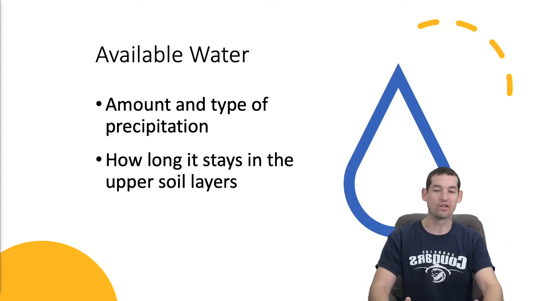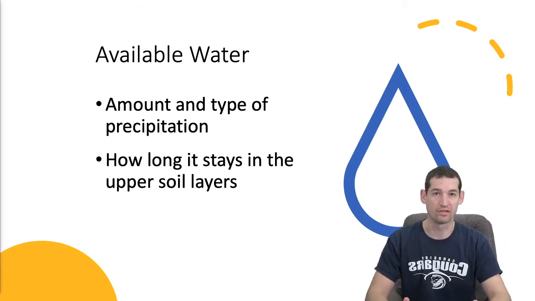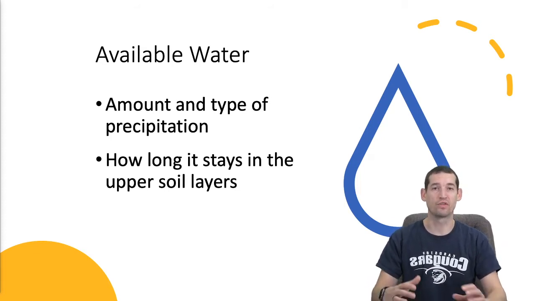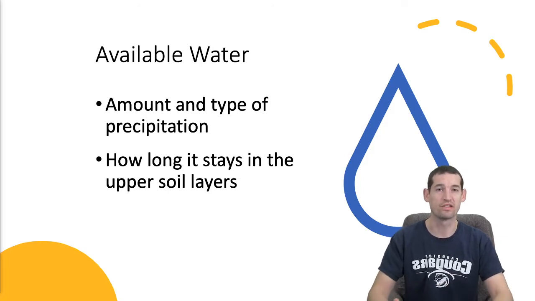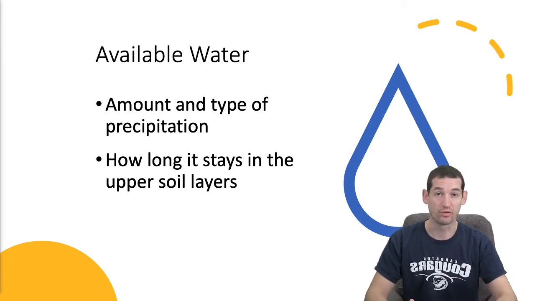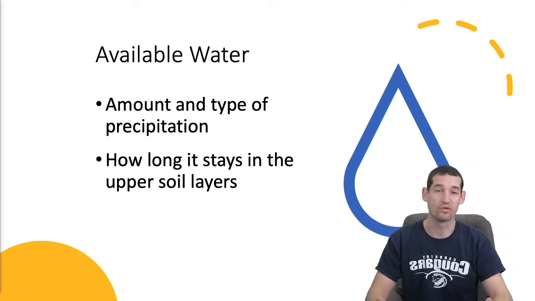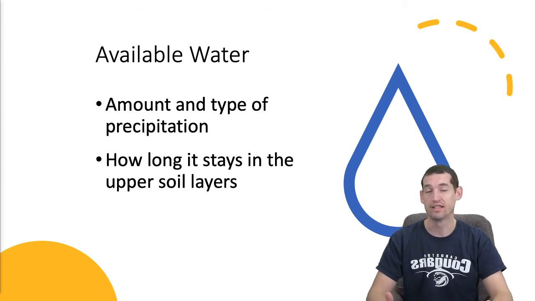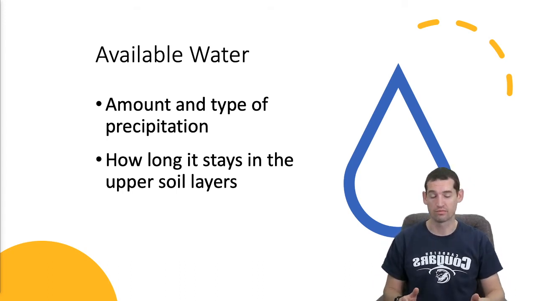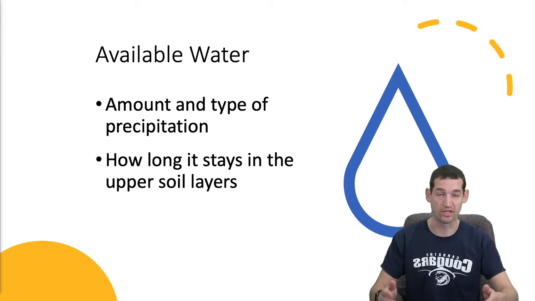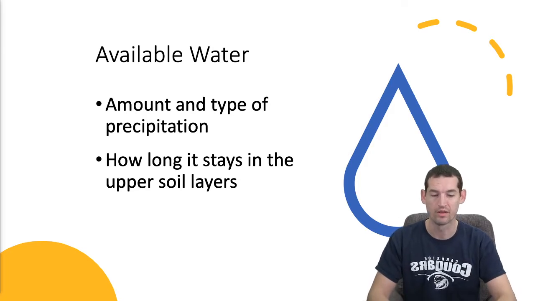Another factor is how long it stays in the upper soil layers. So some soil, because of the quality of the rock and the particle size, water soaks in very, very quickly. So even though it might have rained an inch, if that water very quickly travels deep into the soil so that the roots of the plants can't get it, it's not available to those organisms anymore. It's basically been removed from use.